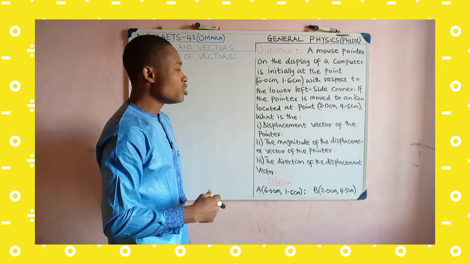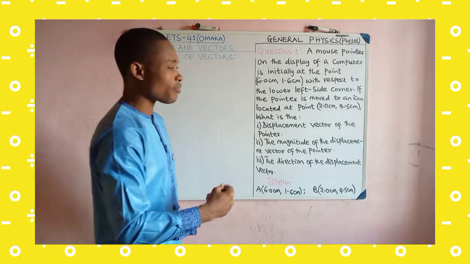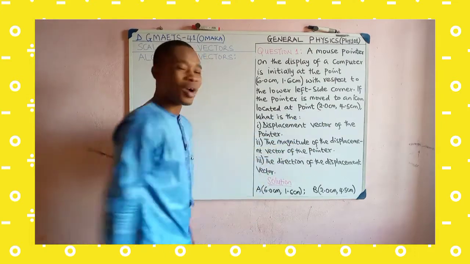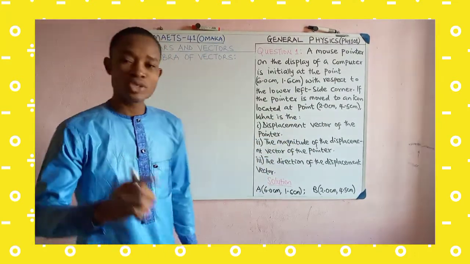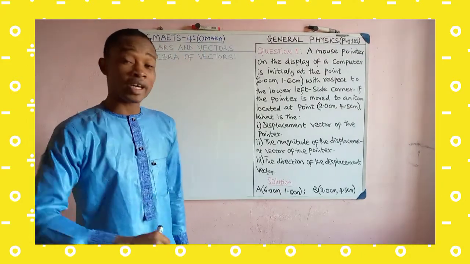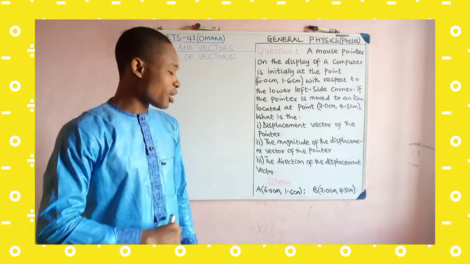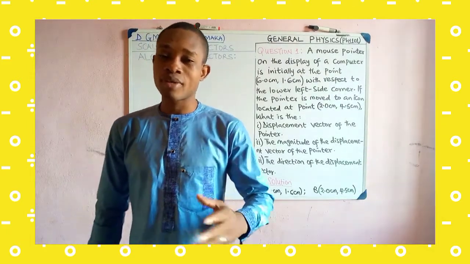If the pointer is moved to an icon located at a point 2.0 centimeter, 4.5 centimeter, what is 1. the displacement vector of the pointer, 2. the magnitude of the displacement vector of the pointer, and 3. the direction of the displacement vector. So how do we solve this problem? It's a simple one, okay?